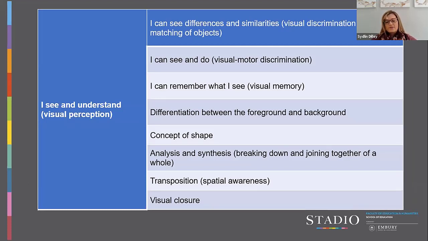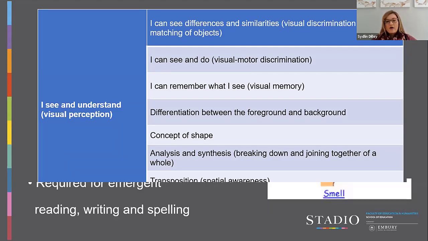Now this is all about the child understanding and making sense of what they have seen. So two important skills here are visual discrimination and visual memory. Now, visual discrimination has to do with identifying differences and similarities in what you are seeing. So those games where you have two pictures and it's spot the difference. The children have to identify what is different about this picture to the other. That will develop visual discrimination.